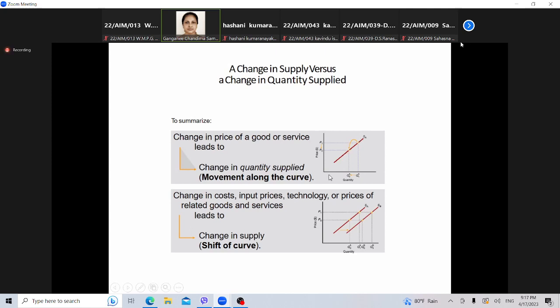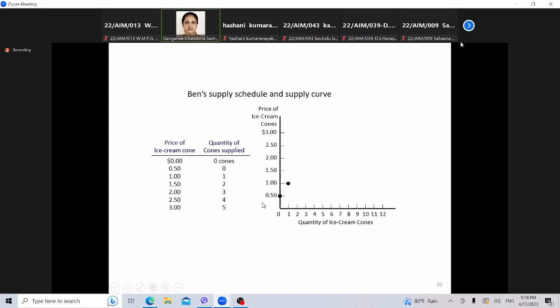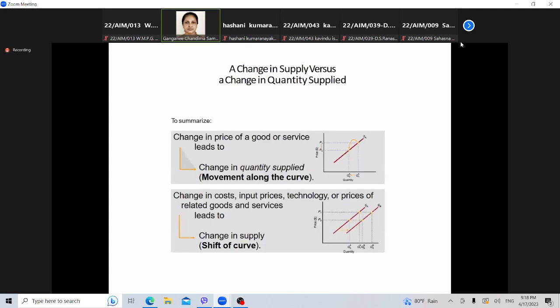But here, other than price, other factors will be cost, input prices, technology, prices of related goods and services. Here again, I didn't explain about complementary and substitutes. Okay, so related goods and services lead to a shift of the supply curve.